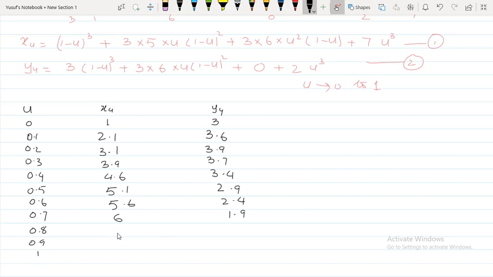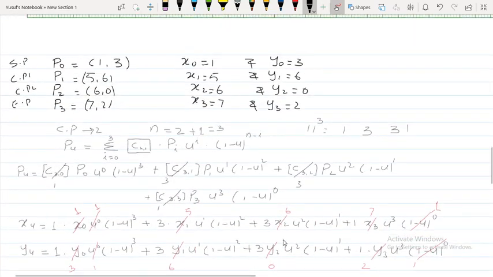At 0.8, the points are 6.4 and 1.6. At 0.9, 6.7 and 1.6. At u equal to 1, it will be 7 comma 2, so you will get the endpoint. The endpoint is 7 comma 2.